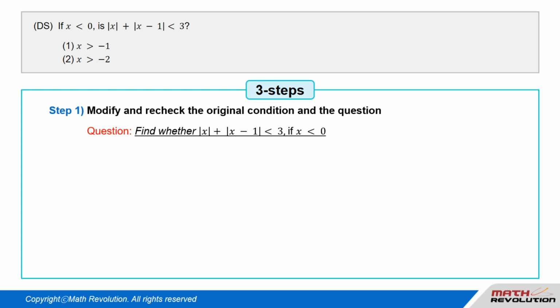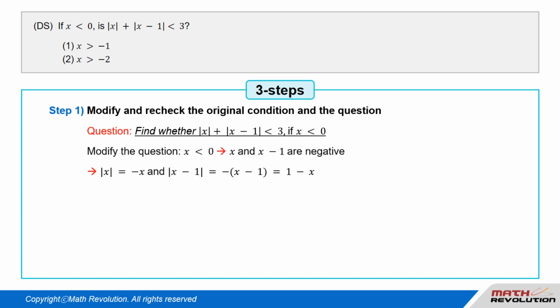We are given x is less than 0. We are asked whether the absolute value of x plus the absolute value of (x minus 1) is less than 3. Now, let's modify the question.